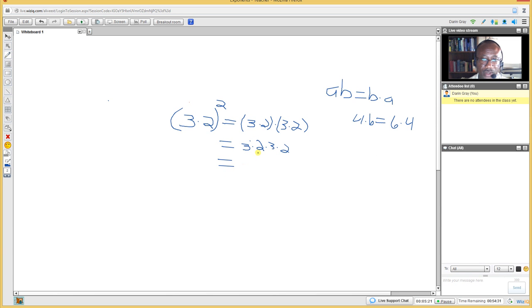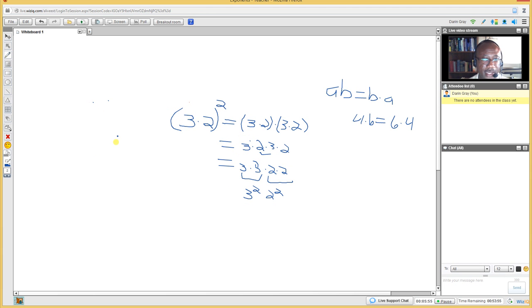So we can change these two, and that'll be 3 times 3 times 2 times 2. And we know this is going to be 3 to the second, and we know this is going to be 2 to the second. So we multiplied two numbers, in this case, inside the parentheses and raised it to the second power. And we ended up with each number being raised to the second power.